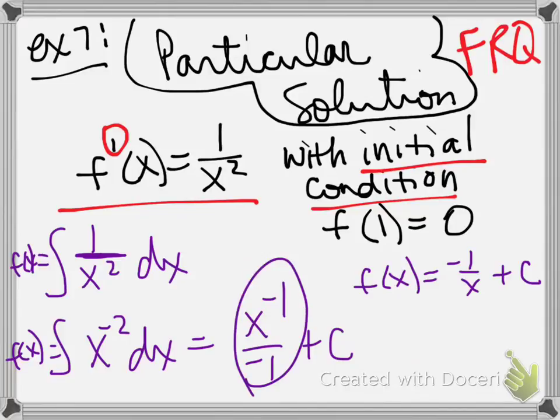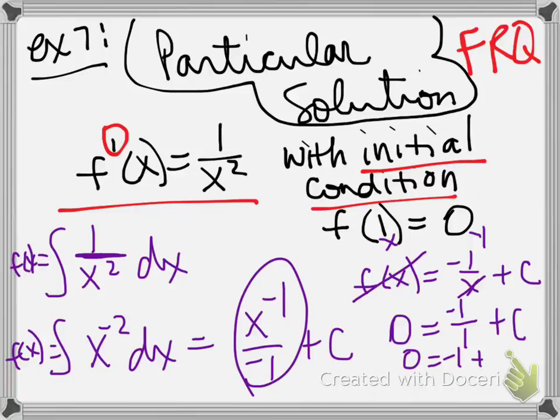Went ahead and simplified this just a little bit. Okay, so how that helps me is that I was given an initial condition, f of 1 equals 0. That means this is the x value and this is the y value. And so where f of x is, I'm going to put 0. And where x is, I'm going to put 1. And that's actually going to tell me what my c equals. So if 0 equals negative 1 plus c, then c is going to be equal to positive 1.